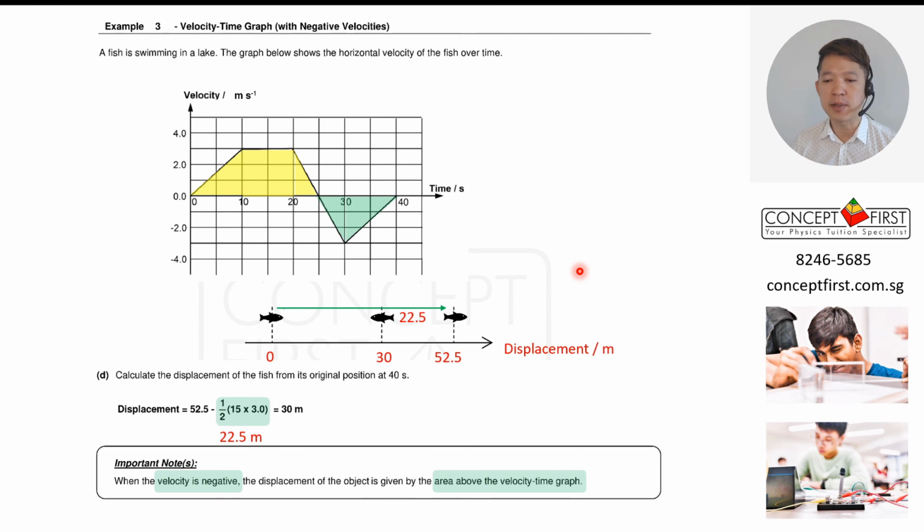D, calculate the displacement of the fish from its original position at 40. So you need to now understand that this green area gives us the displacement in the opposite direction. You calculate this green area is 22.5. So the fish traveled forward 52.5 as calculated previously, and then moving back 22.5. Right, and here I want to mention something. When the velocity is negative, then the displacement is given by area above the graph. That is this green area above this graph.